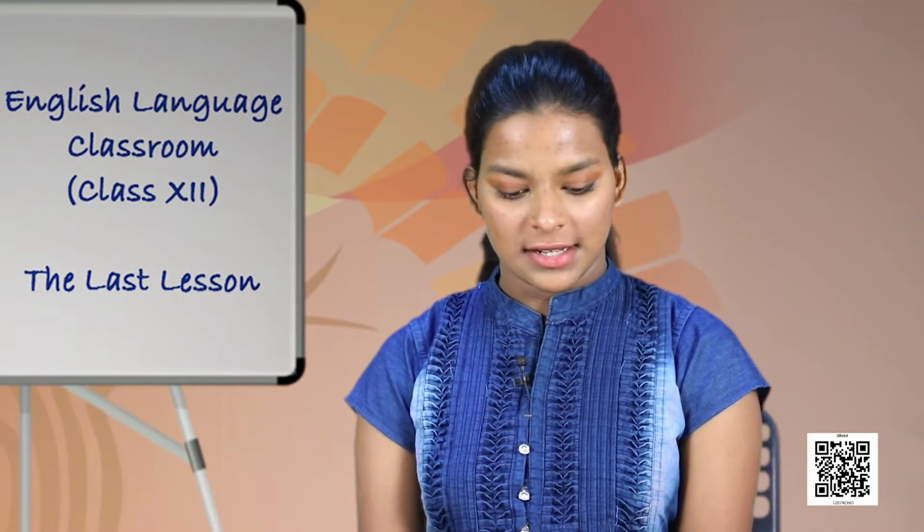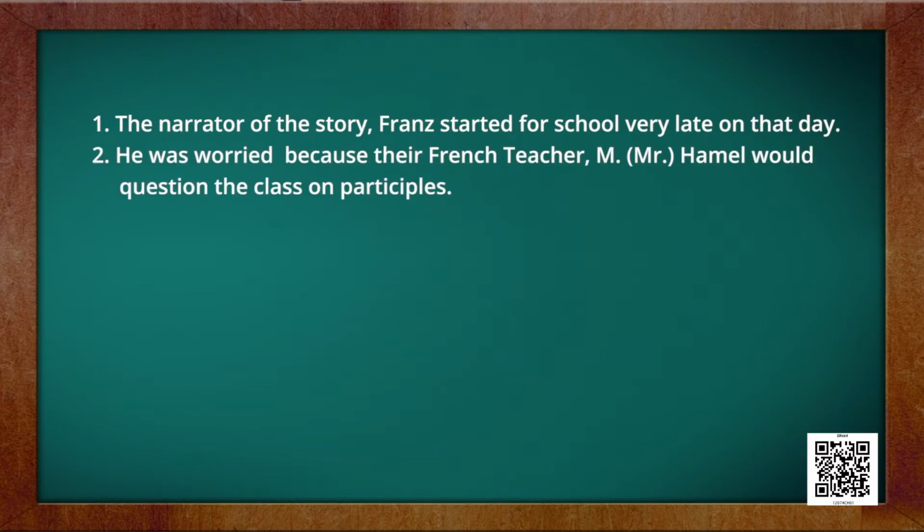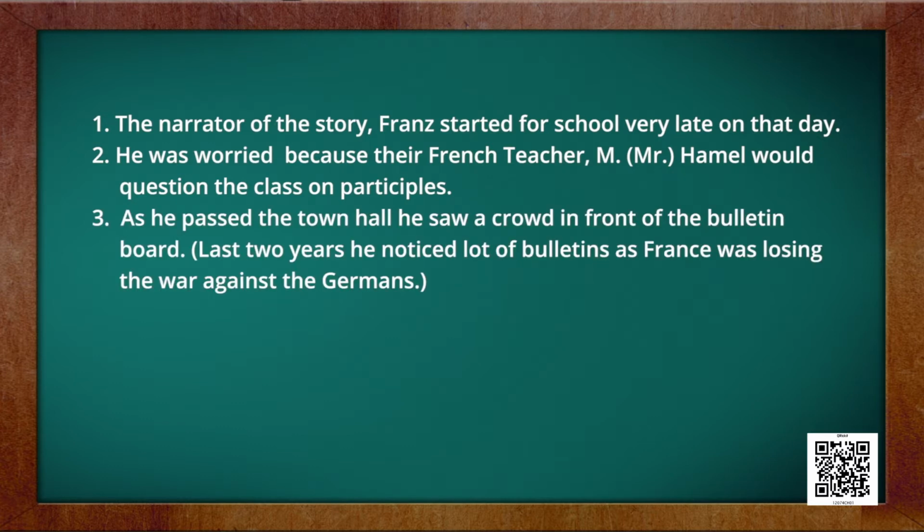Here is the summary of the story, The Last Lesson. The narrator of the story, Franz, started for school very late on that day. He was worried because their French teacher, Mr. Hamel, would question the class on participles. As he passed the town hall, he saw a crowd in front of the bulletin board. For the last 2 years, he noticed a lot of bad news on bulletins as France was losing the war against the Germans.